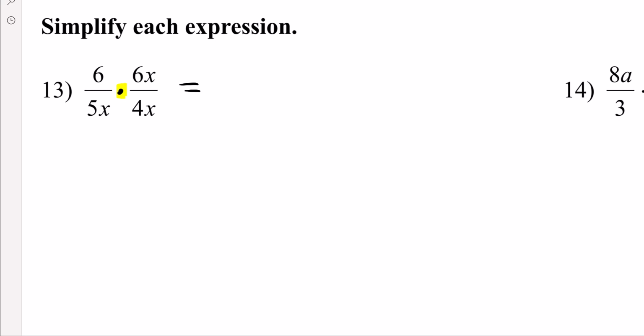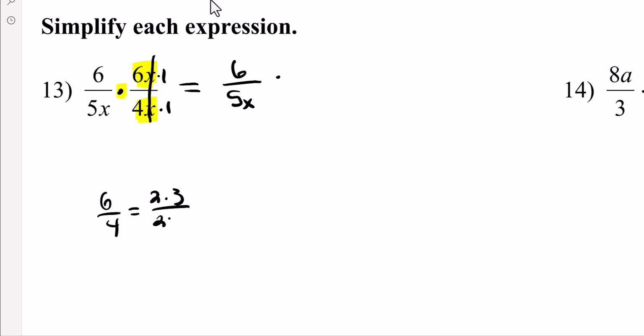So vertically, 6 over 5x can't simplify. But look at here. 6x over 4x, x divided by x cancels to 1. And 6 over 4, they both have a 2 in common. So that would leave us with 6 over 5x times 6/4. They both have a 2 in common, 2 times 3, 2 times 2. So that simplifies to 3/2.